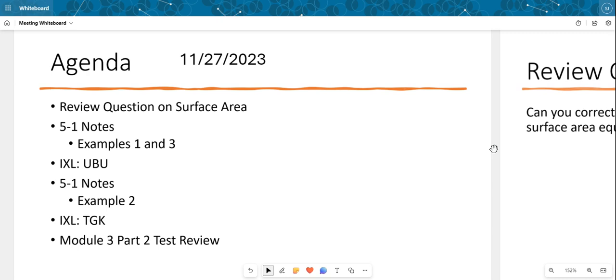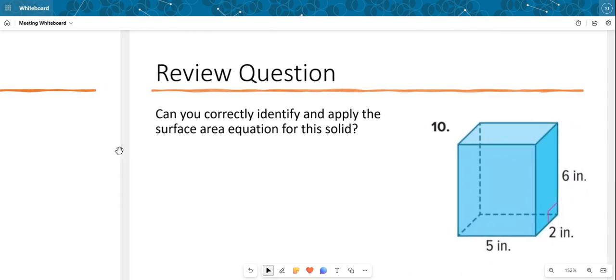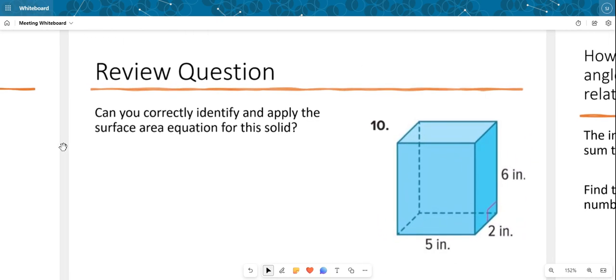We're going to start off with just reviewing the review question. We wanted to be able to correctly identify and apply the surface area equation for this solid. We talked about it in class. We worked on identifying this shape. Plenty of you realized there were no squares on it, so it was not a cube. We had 5 here and 2 here and 6 here. We gave it a name.